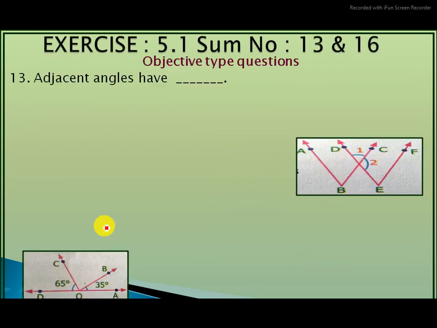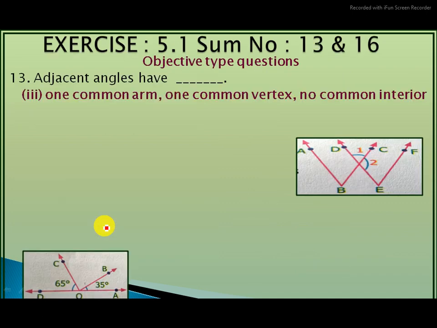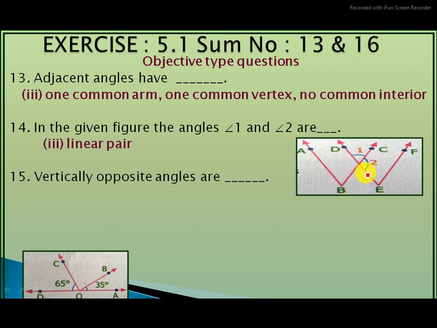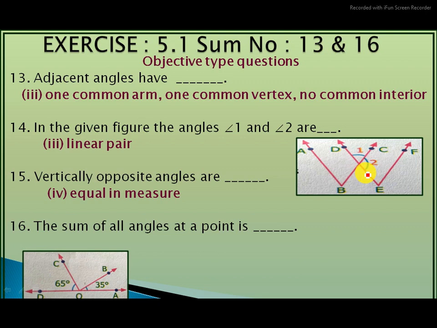Okay, now we'll move on to the objectives. Adjacent angles have one common arm, one common vertex and no common interior. In the given figure, angle 1 and angle 2 are linear pair angles because they are on a line. Vertically opposite angles are equal in measure, or you can call them congruent. The sum of all the angles at a point is 360 degrees.